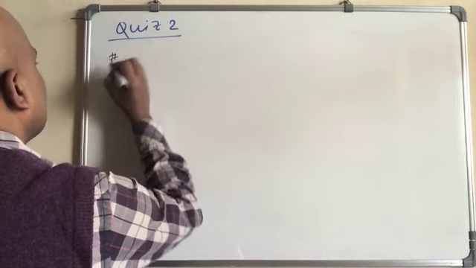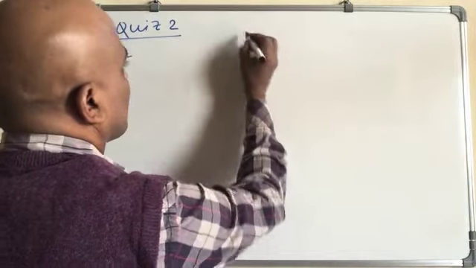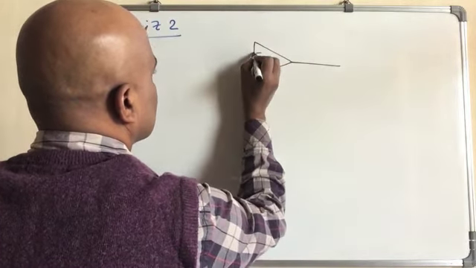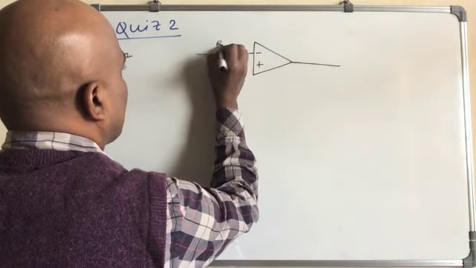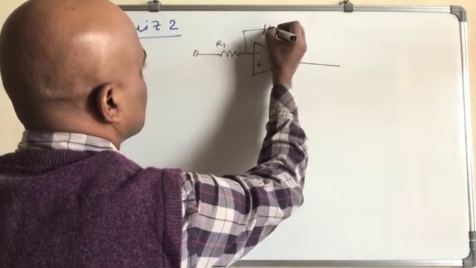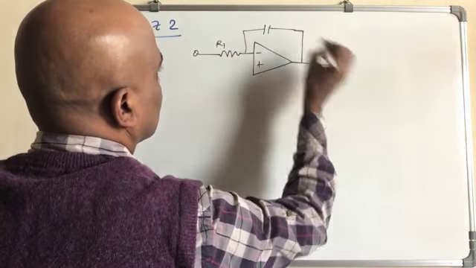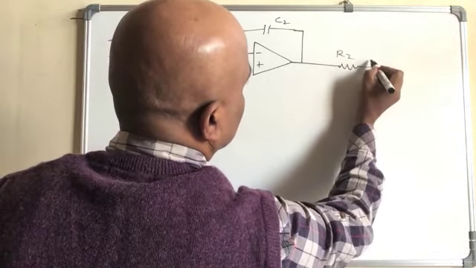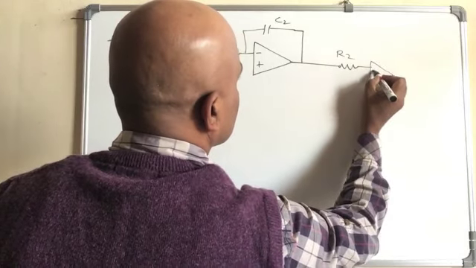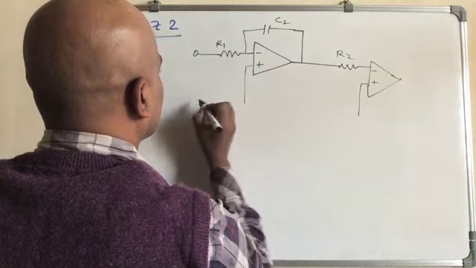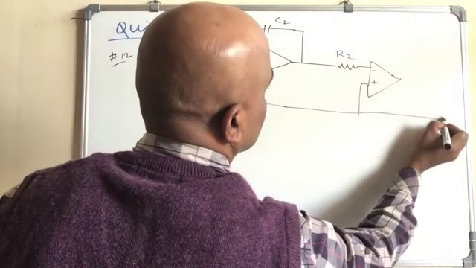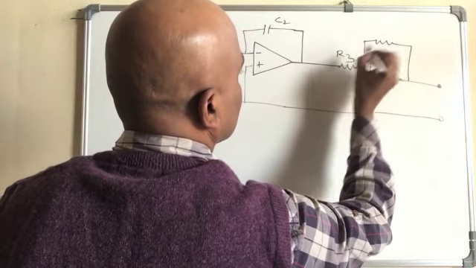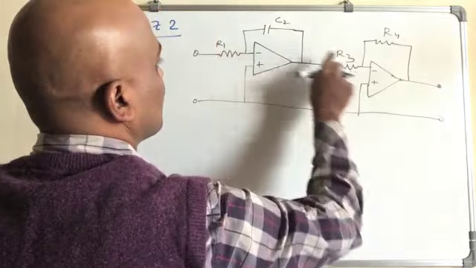Next question is also related to the op-amp circuit only, and here we have a series of op-amp circuits. So we have minus plus, this is R1 and this is C2, then we have R2, and this one is minus plus. So this is how it is. And here also we have R3 and R4: R1, C2, R3, R4.